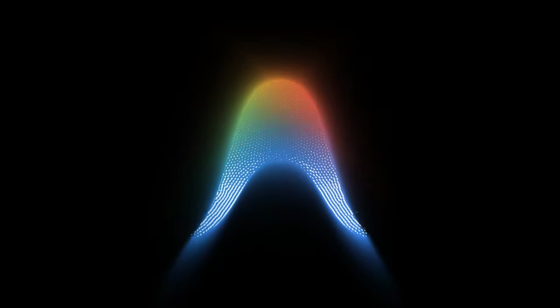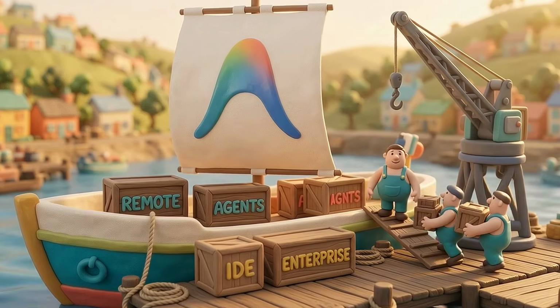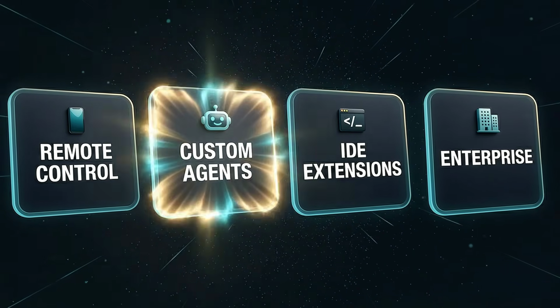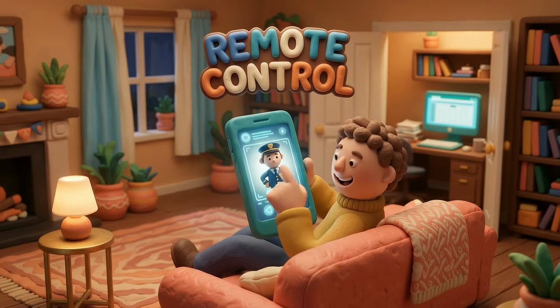So the anti-gravity team has been shipping a lot lately. And in this video, I picked the four most important ones because together they actually tell you how the whole industry is thinking about AI agents right now. So number one, we'll talk about remote control.